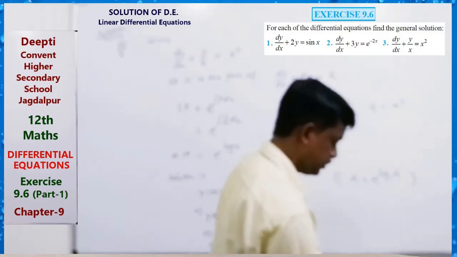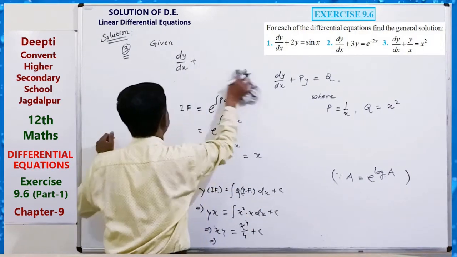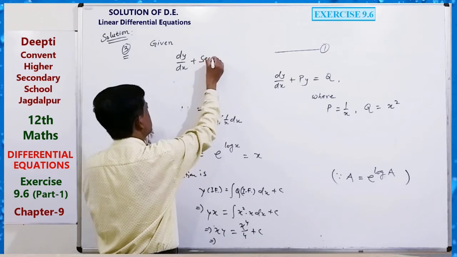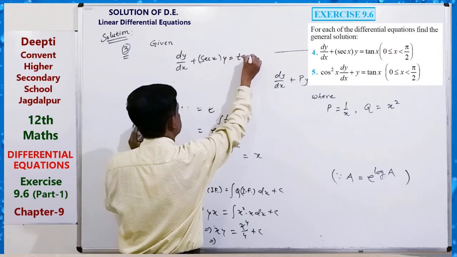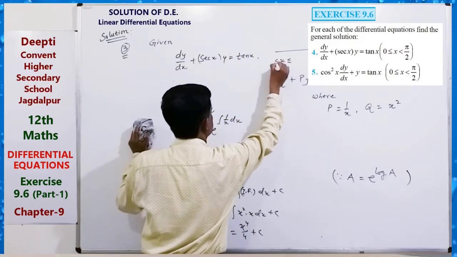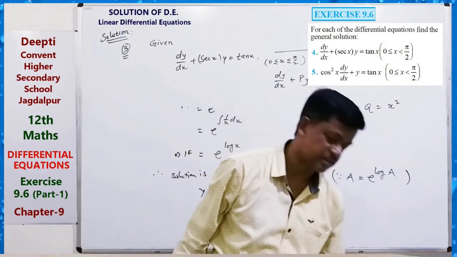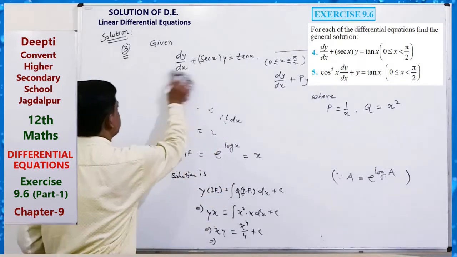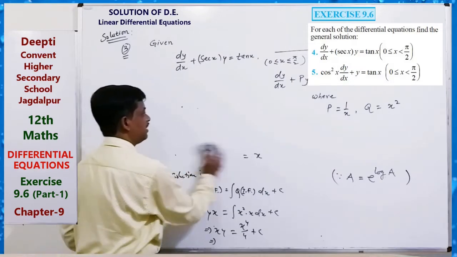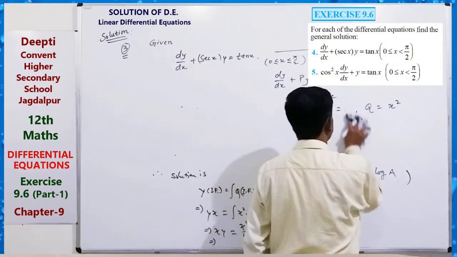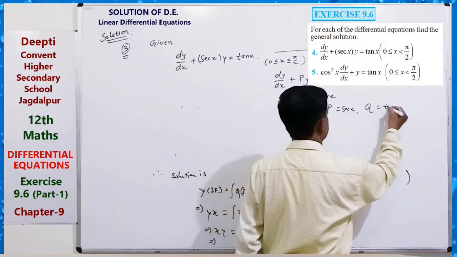Similarly, question 4: sec x, y equals tan x, where x lies between 0 to pi by 2. This equation can also be solved by this method. What is P? P is sec x and Q is tan x.